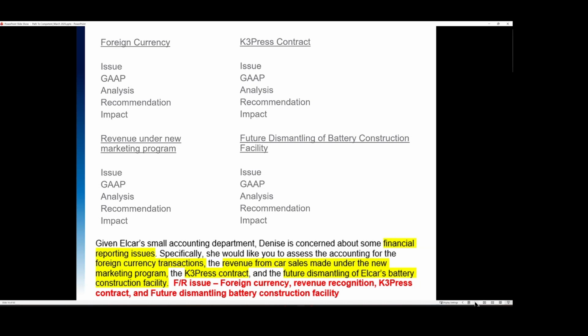Helps me turn this outline quickly into a response. So I'm going to put issue, gap, analysis, recommendation, and impact. And again, I can just copy that format structure under each of the financial reporting issues.